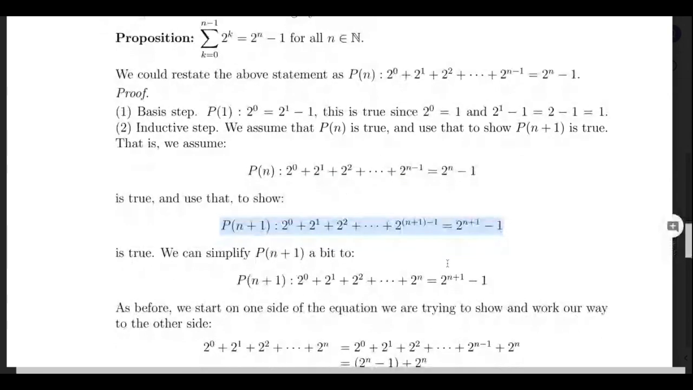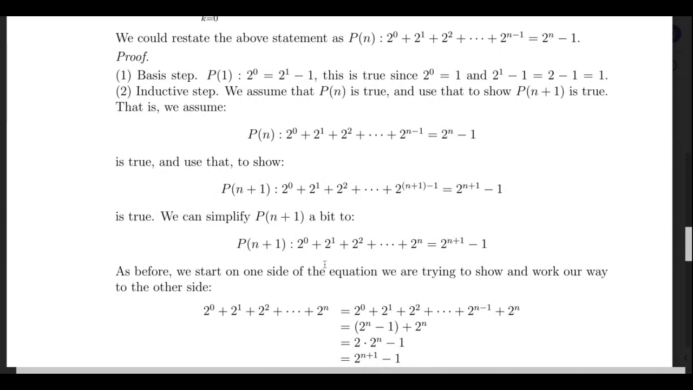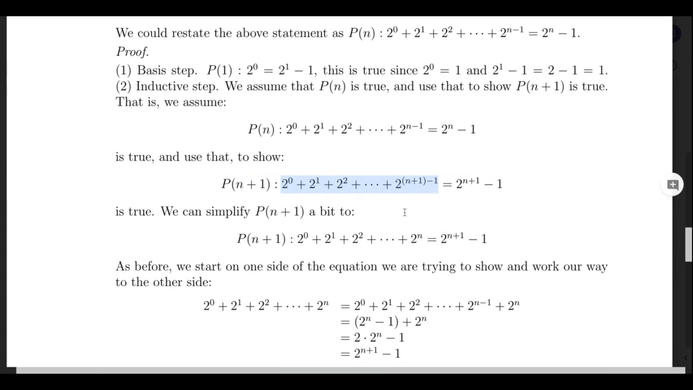Q is this n plus 1. So we want to show 2 to the 0 plus 2 to the 1 plus 2 squared, and so on and so forth, up to plus 2 raised to n minus 1 plus 2 raised to n plus 1 minus 1, equals 2 raised to n plus 1 minus 1. The minus 1 happens in the exponent here, but there the minus 1 is in the base. So now we need to calculate this left-hand side.